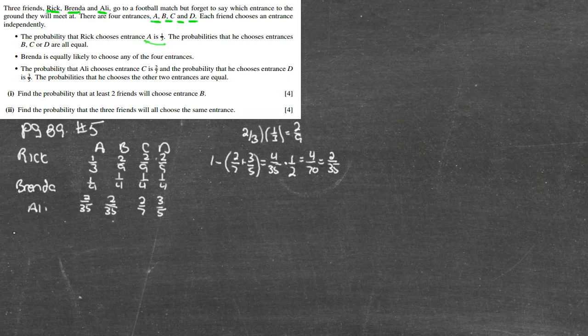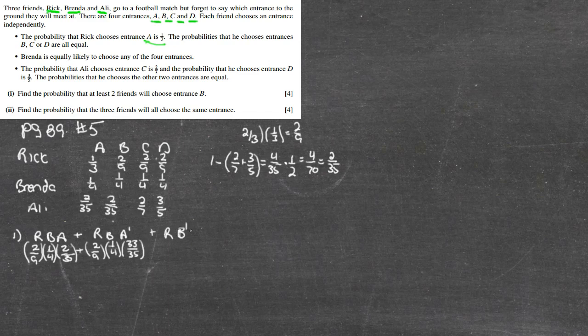So let's answer the question. Probability that at least 2 friends choose entrance B. So the first one will be, let's say they all choose B. That's 2/9 times 1/4 times 2/35. But what if Rick and Brenda do and Ali does not? Well, now it's 2/9 times 1/4 times everything but 2/35. So that's going to be 33/35.